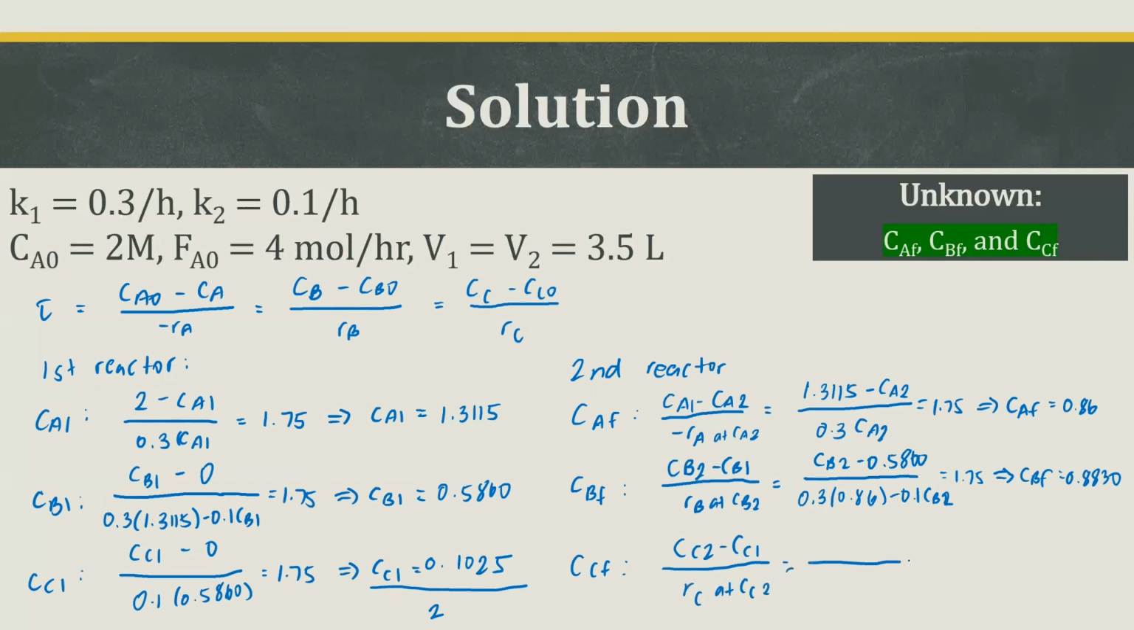Finally, for CCF, that's CC2 minus CC1 over rC at CC2. So this is simply CC2 minus 0.1025 over 0.1 CB2, so 0.1 of 0.8830, equal to 1.75 again. And this should give you CCF equal to 0.2570 moles per liter. Again, the exit concentrations should have a sum of 2 moles per liter. And that's it for this problem.